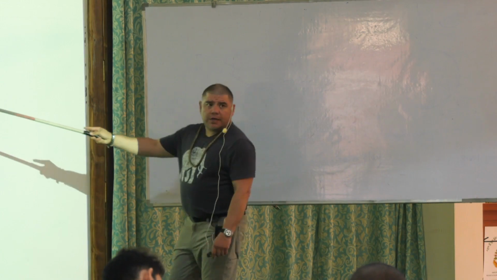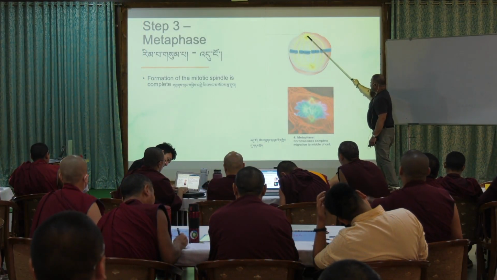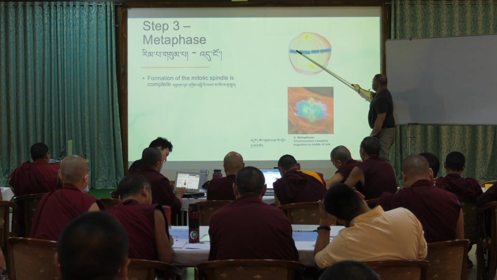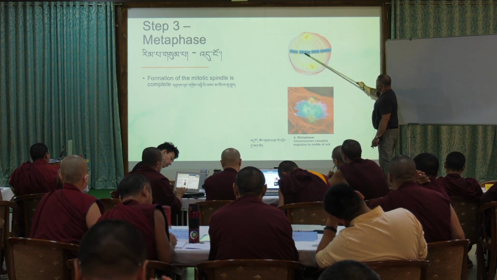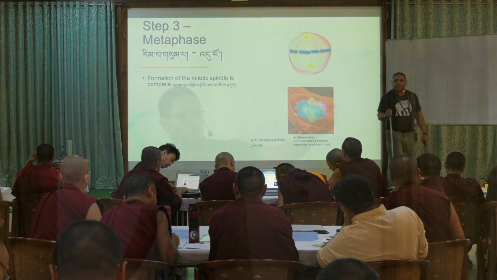So by now in metaphase we have complete movement of the spindle fiber apparatus at the poles of the cells. We have the attachment on the centromere in the kinetochore, right? And you have a complete alignment of the chromosomes.